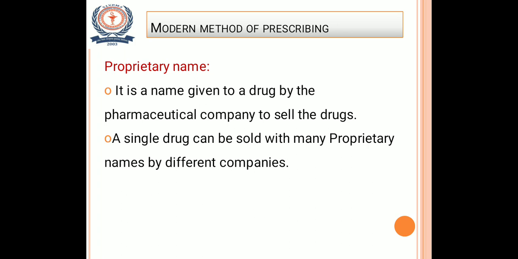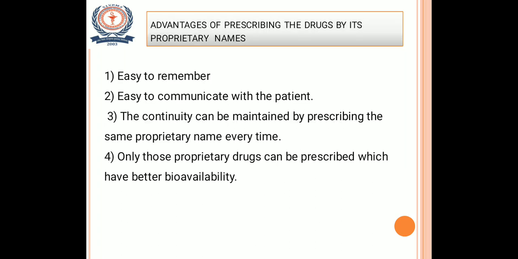Let us discuss the advantages and disadvantages of these modern methods of prescribing. Again, in the board exam, a question is always asked on this. Write a note on modern methods of prescribing with its advantages and disadvantages for 3 marks. So the advantages of prescribing the drug by its proprietary name are: first one, these are easy to remember, as the names of these drugs are very catchy. They can be easily remembered. Second one is they are easy to communicate to the patient.